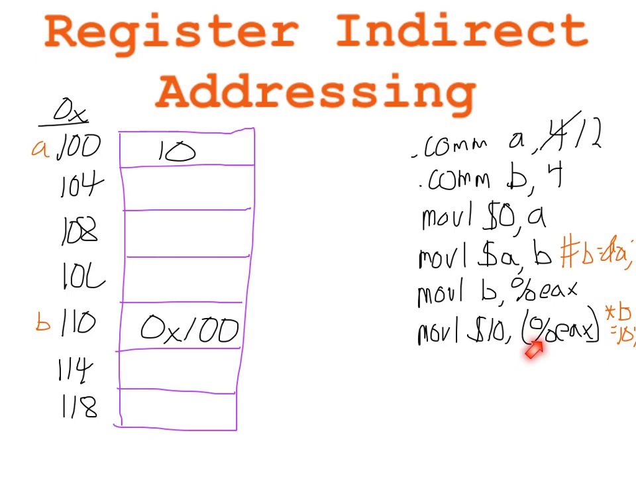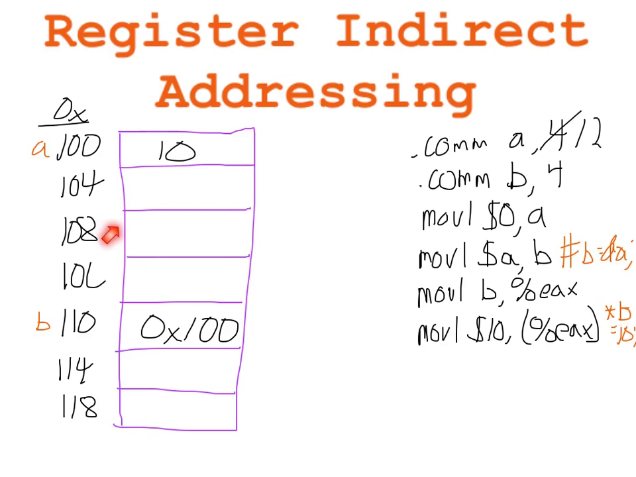Let's say that we want to access element 2 of our array, which is address 108 here. Element 0, element 1, element 2. This means that we want to add 8 bytes in order to get to that element of our array. Each element of our array is 4 bytes apiece because it's an integer array.